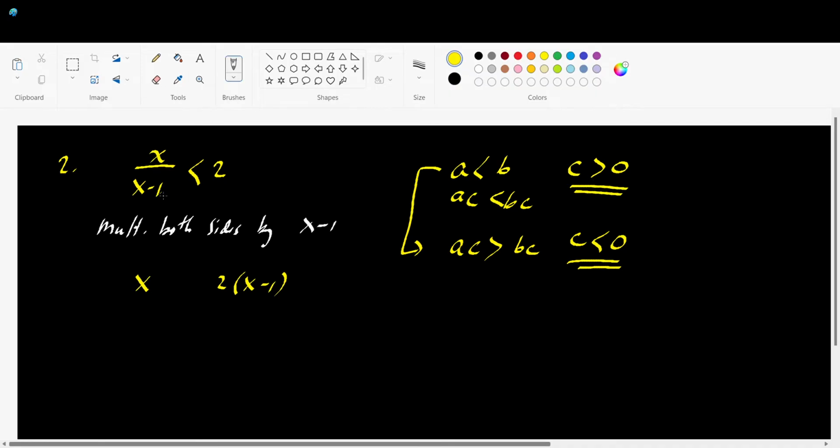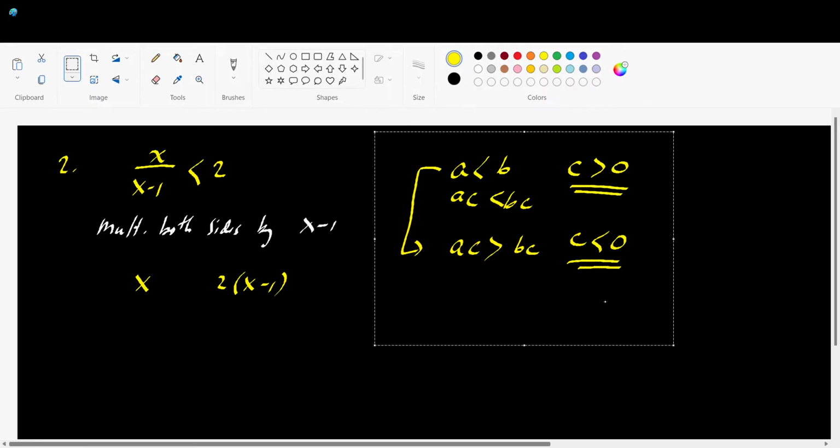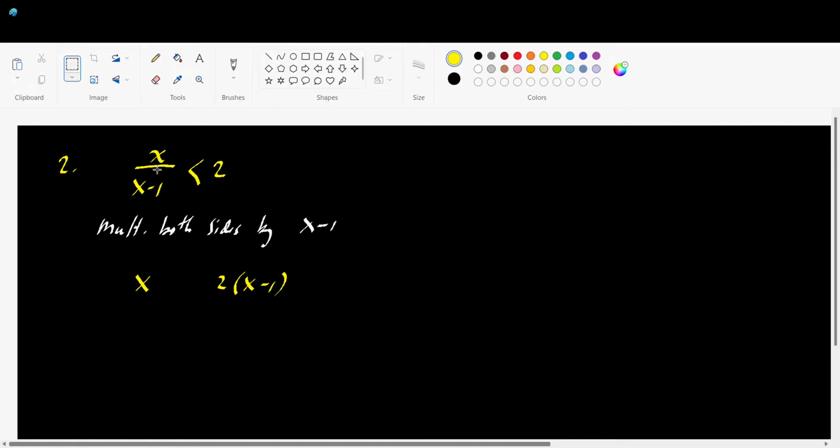In our problem, we are multiplying both sides by x minus 1, and we do not know whether x minus 1 is positive or negative, because we do not know the value of x. If we only knew the value of x, we would be able to find the sign of x minus 1, right? And if we know the sign of x minus 1, we would know if we will retain the inequality less than or reverse the inequality. So we have to consider both cases.